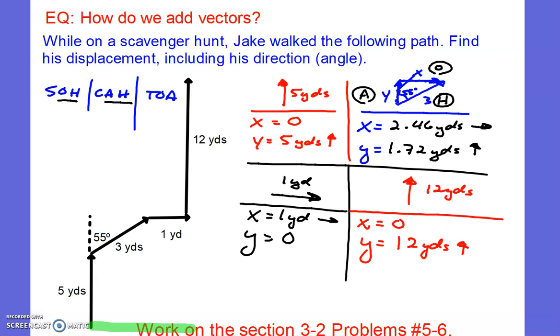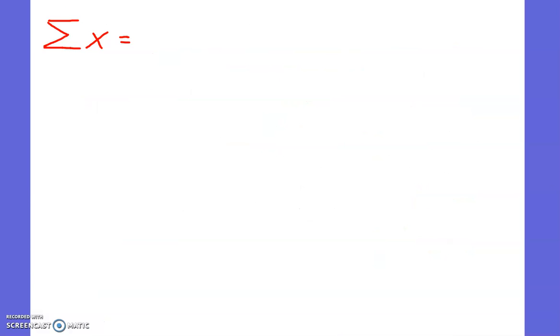So if I look at my x's, I have 0 plus 2.46 plus 1 plus 0. Now, if they're all in the same direction, we add them. If any of them would be backwards or to the left, then you'd have to subtract those to get the total. We don't have any of those this time. So we're going to take the total of 0 plus 2.46 plus 1 plus 0, which is 3.46 yards to the east.